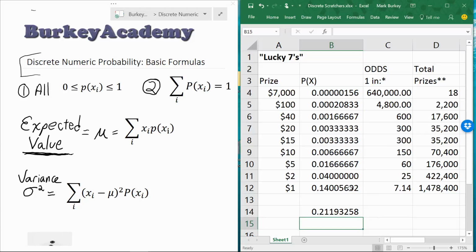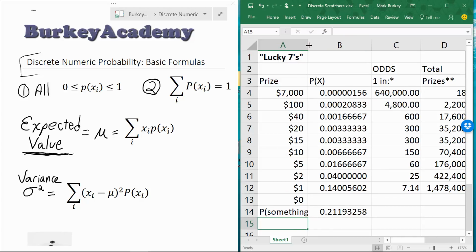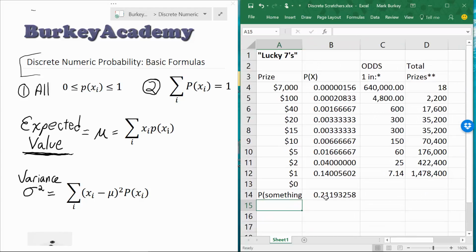So take a minute and think, why don't these probabilities add up to 1? Right, one possibility, the most common possibility, is left off. The most common outcome when you buy one of these tickets is that you win $0, right? And so what we need to know is, what is the probability that we win $0? And basically this 0.211 is the probability that you win something. The probability that you win some amount. Now what we want to know is, what is the probability that you win nothing? What's the probability you win 0?